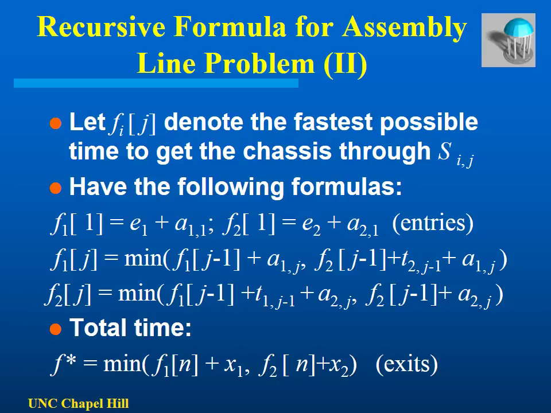The total time at the very end is the minimum of f1 of n, that is to say you went through the system and ended up on line n and you exit on line 1, so f1 of n plus x1, or you ended up at stage 2, your f2 of n and x2, and it's the minimum of those.